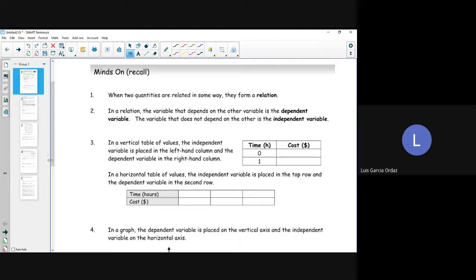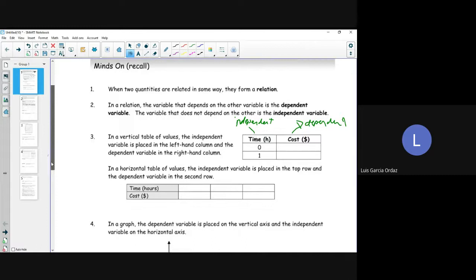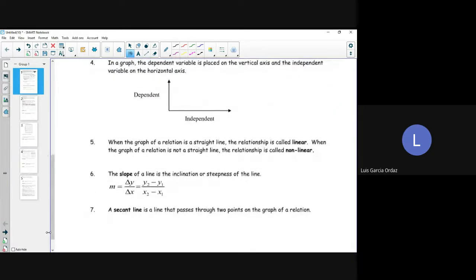Okay, so remember when two quantities are related in some way, they form a relation. In a relation, the variable that depends on the other variable is the dependent variable, and the variable that does not depend on the other is independent. So time is independent. And then we have cost is dependent because that depends on the time. So in a vertical table of values, the independent variable is placed on the left and the dependent is on the right. In a horizontal table of values, the independent is placed on the top and the dependent is placed on the bottom. And then in the graph, obviously you guys know, independent goes on the x-axis and dependent goes on the y-axis.